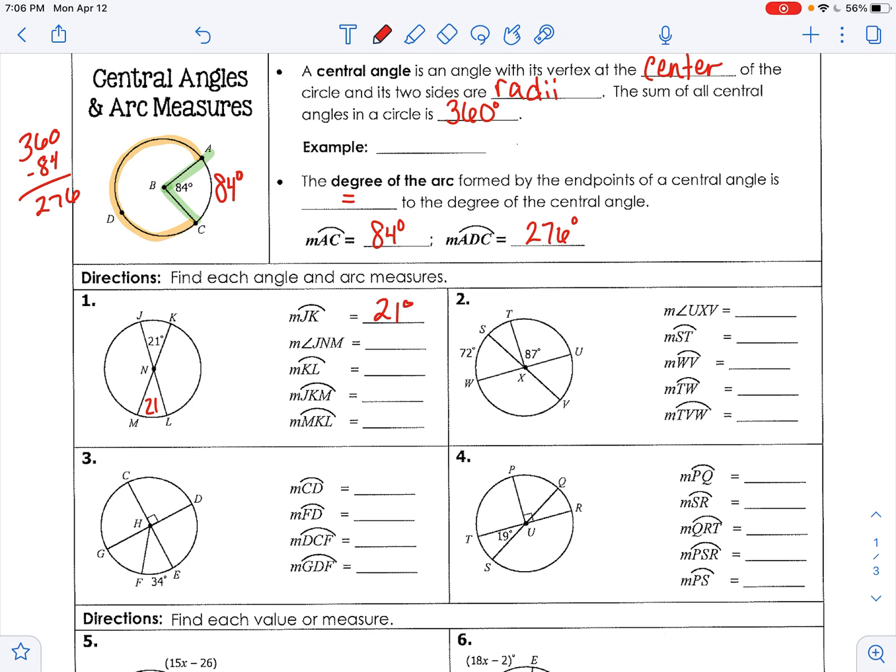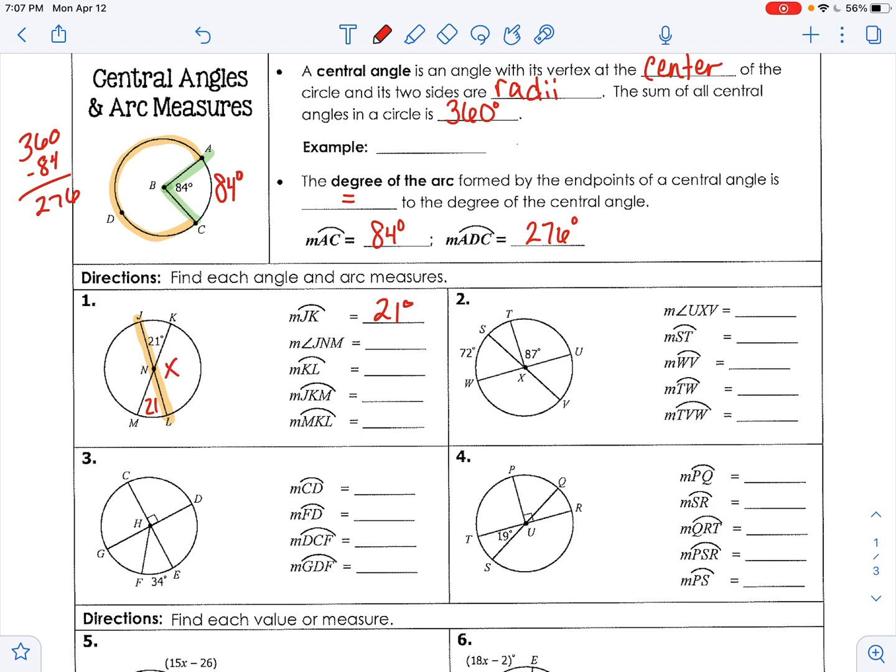And what we can do now is there are a couple of things we can utilize to help us find the missing angles. If you notice that this is a diameter, then you could use the idea that this is half the circle, or 180 degrees, and this is half the circle, or 180 degrees. And you could take 180 minus 21 to get 159 degrees.